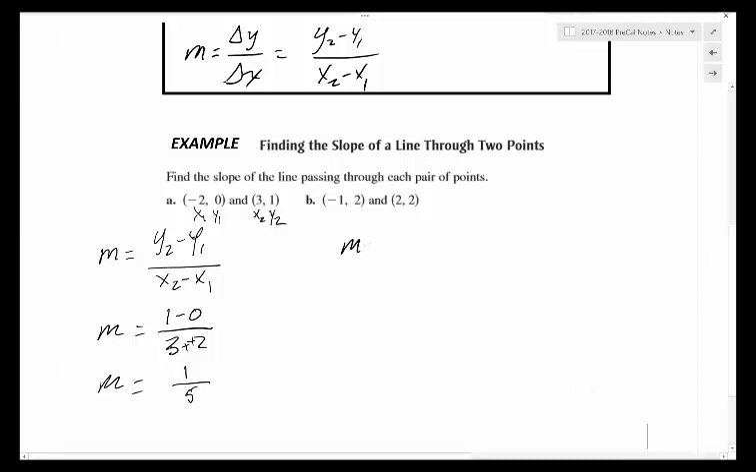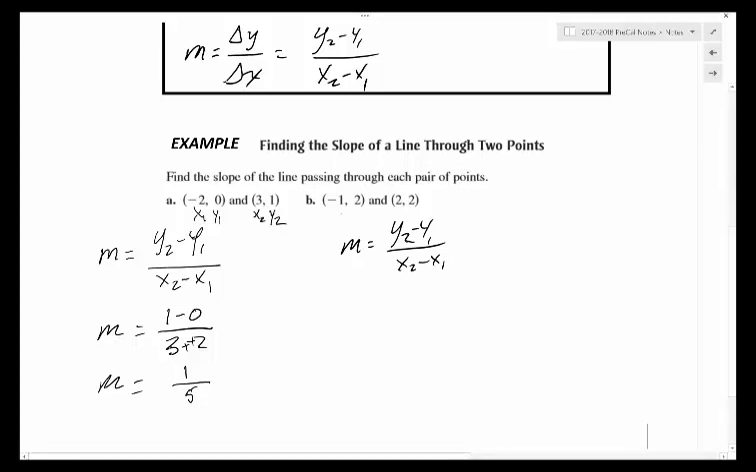Okay, once again, my slope formula, y2 minus y1. I always like to write my formulas because if I write it, then it's there to look at. I don't have to remember it while I'm figuring out what to put where. Just a good practice all the way around.